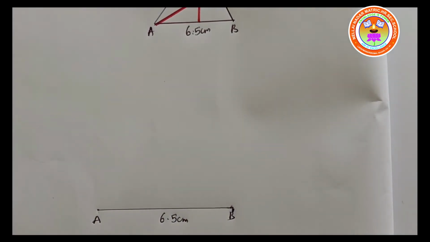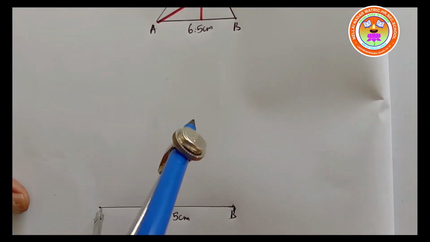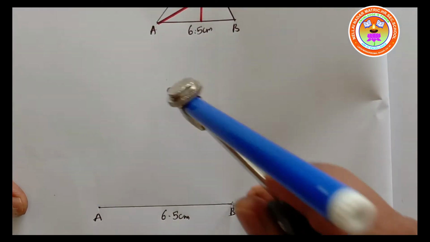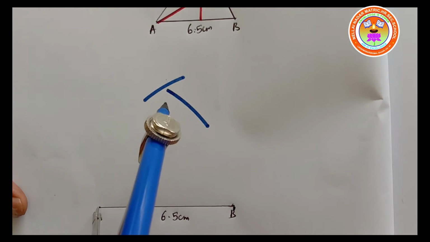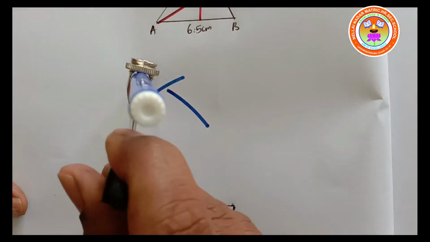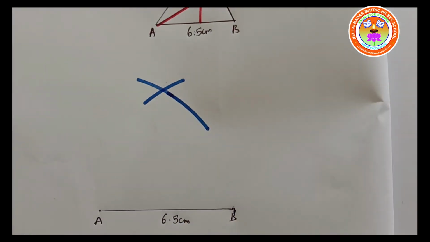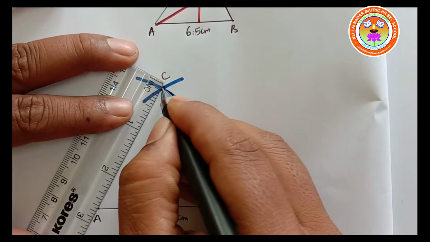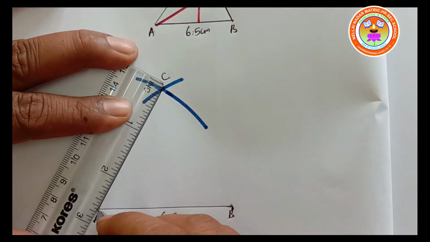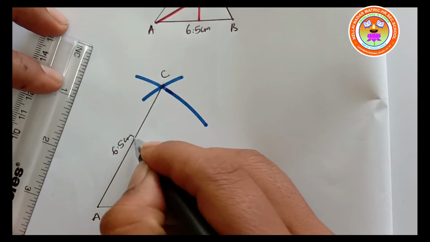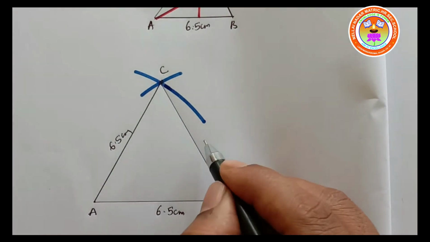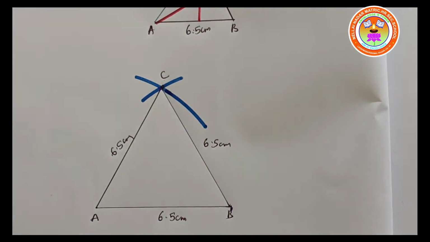It's clear. From A you draw an arc, radius 6.5 centimeter. Again from B draw another arc to cut the previous arc. Radius is 6.5 centimeter. Now both the arcs intersect at point C. So AC is what? 6.5 centimeter. Join AC and join BC. After joining you get what?